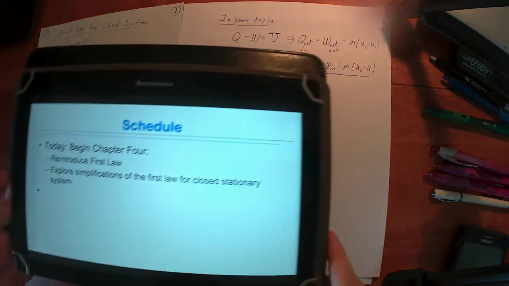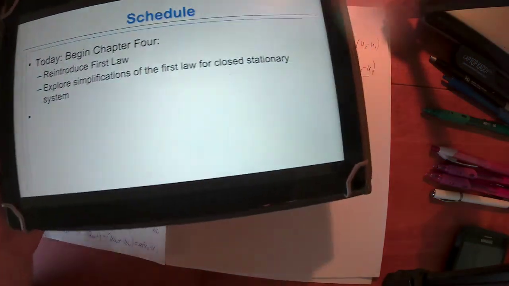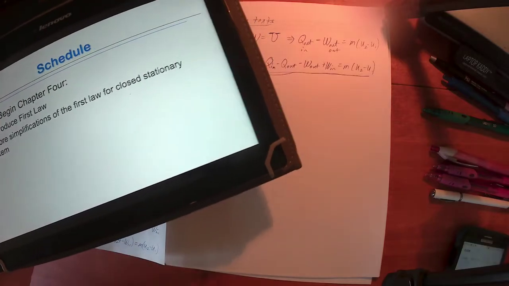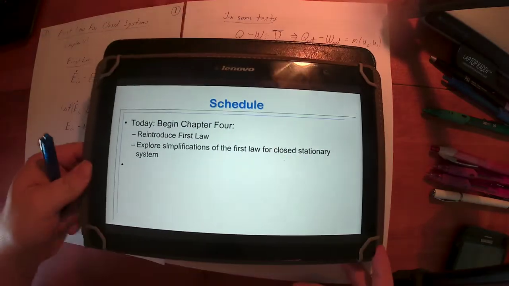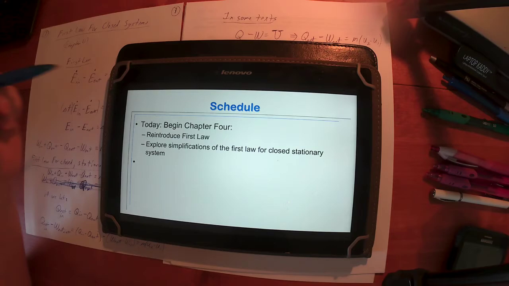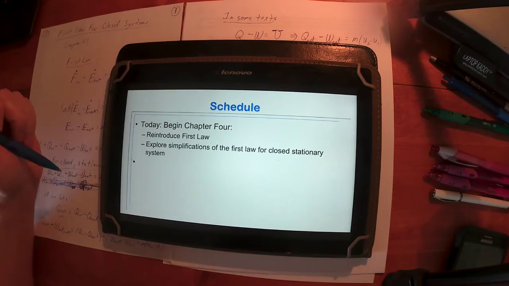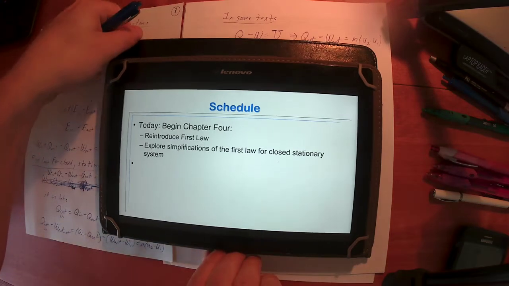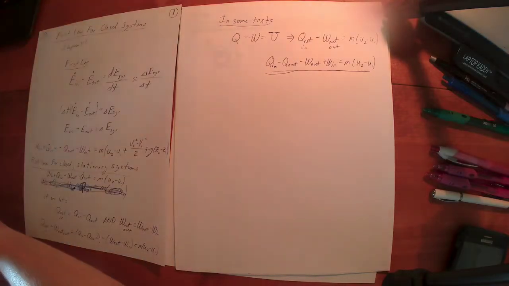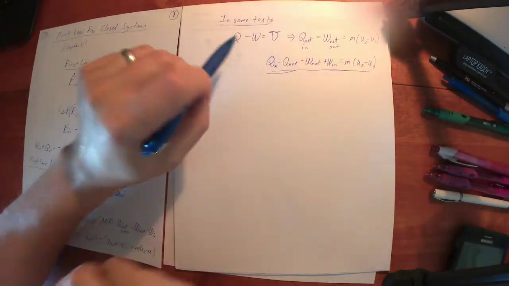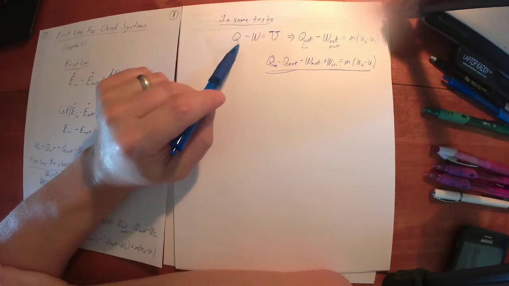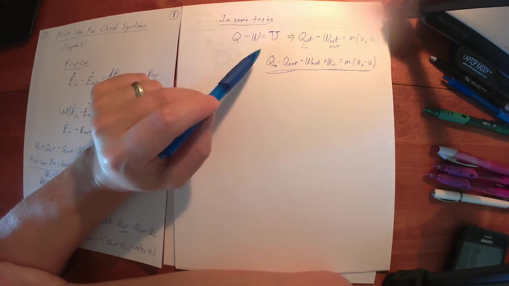Okay, so again, starting my timer back up, our goal here was to explore simplifications of the first law. And again, point out the fact that it's not uncommon. If you went to Wikipedia, the first law of thermodynamics, you'll probably find Q minus W is equal to U.